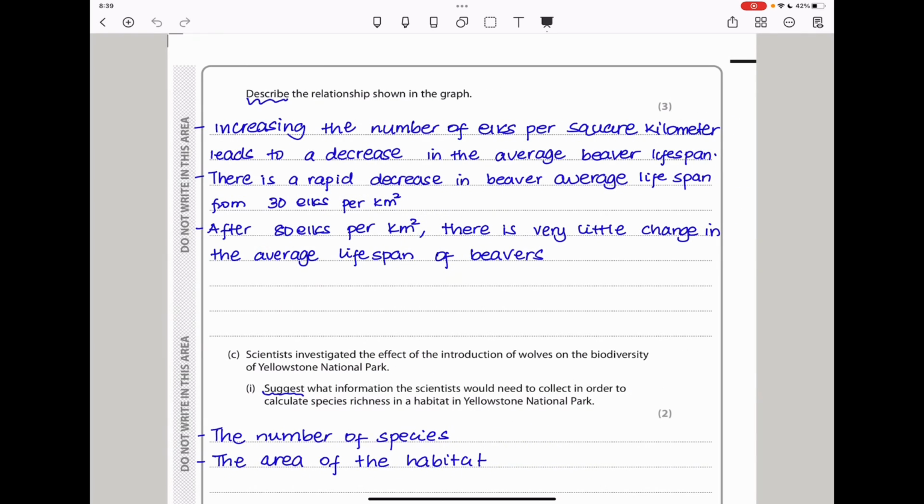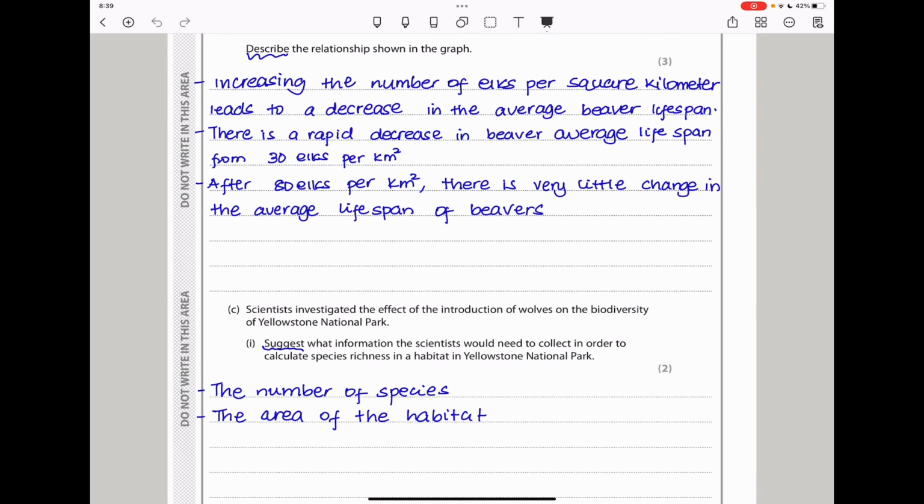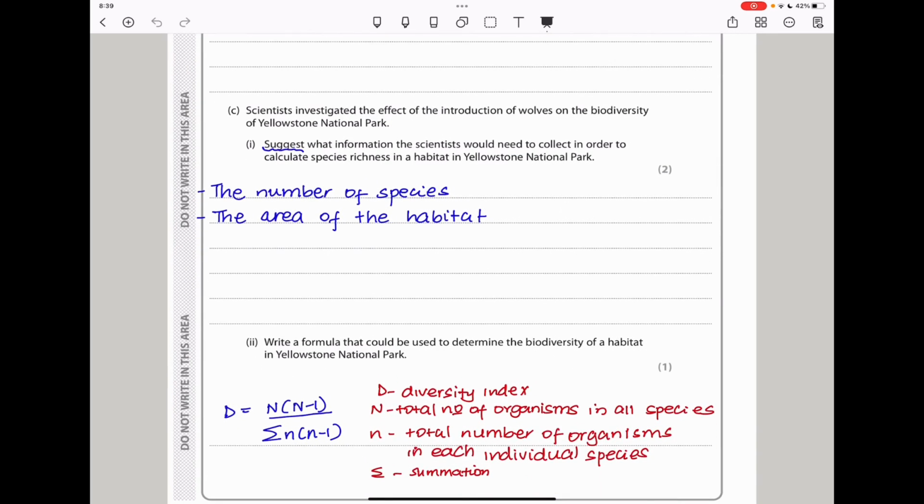And exactly that is what I wrote. I said increasing the number of elks per square kilometer leads to a decrease in the average beaver lifespan. There is a rapid decrease in the beaver average lifespan from 30 elks per kilometer. So from that end, there was a rapid decrease. After 80 elk per kilometer squared, there is very little change in the average lifespan of the beavers. So there you get your 3 marks. Let's move on down here.